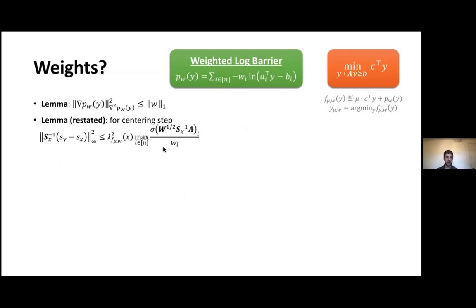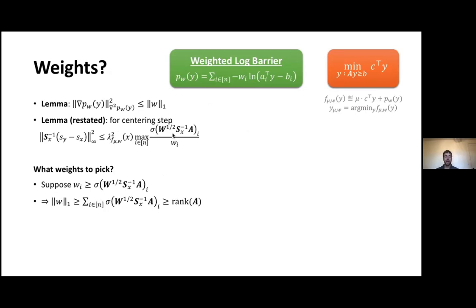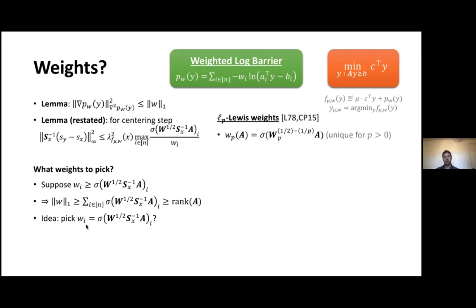Well, let's look at this again. Suppose we normalize so that it's locally one self-concordant, so that the weights are at least the leverage scores, right? If we do that, the L1 norm of the weights will be at least the sum of the leverage scores, which will be at least the rank. So maybe what we should do is just try to pick the weights to be the leverage scores, right? Now, note this is a recursive definition.